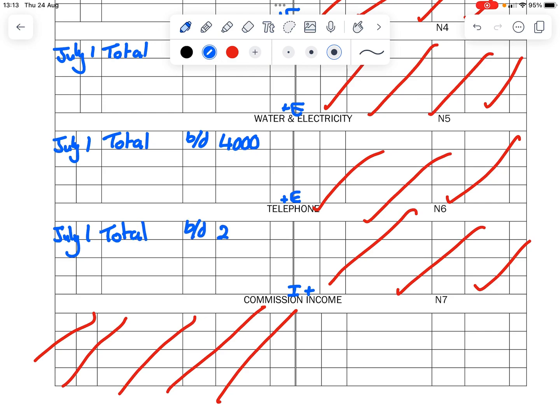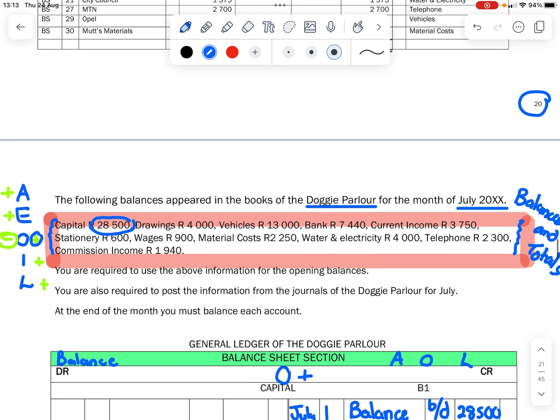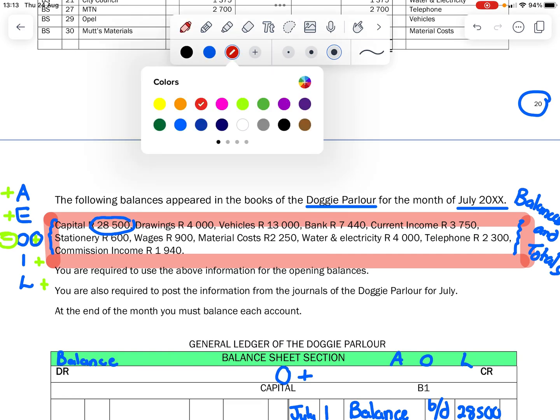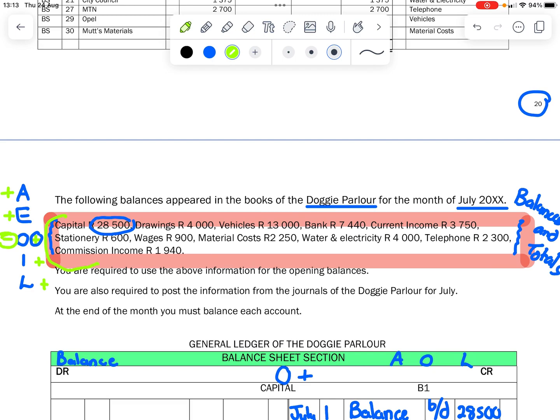For telephone, they tell us it was 2,300, so on July the 1st, we've got our total brought down of 2,300. And lastly, commission income. July the 1st, our total brought down, and they tell us it's 1,940 Rand. So that is how we start off every single general ledger account. We start off with our opening balances or totals, which is always given to you in information, and I'll highlight it or circle it in a different color this time. Our balances and totals are always given to us in our block over here.